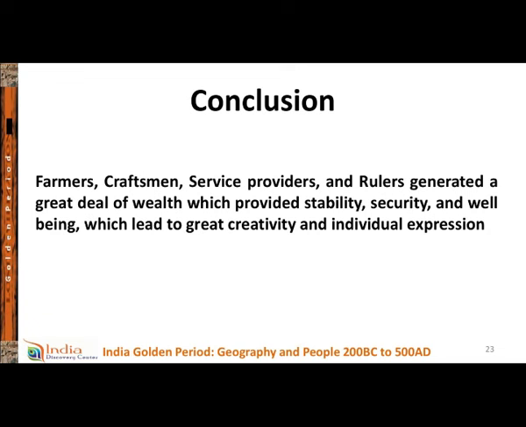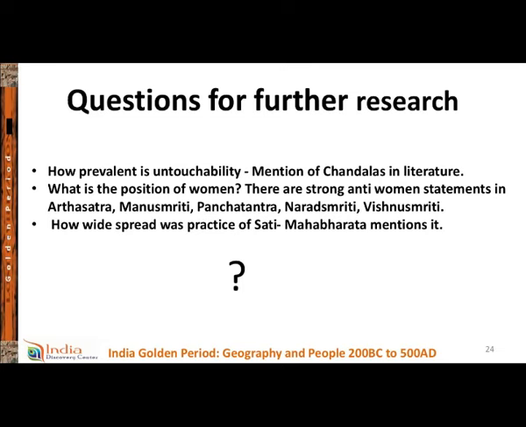Conclusion: farmers, craftsmen, service providers, and rulers generated a great deal of wealth, which provided stability, security, and well-being, which led to great creativity and individual expression. Questions?